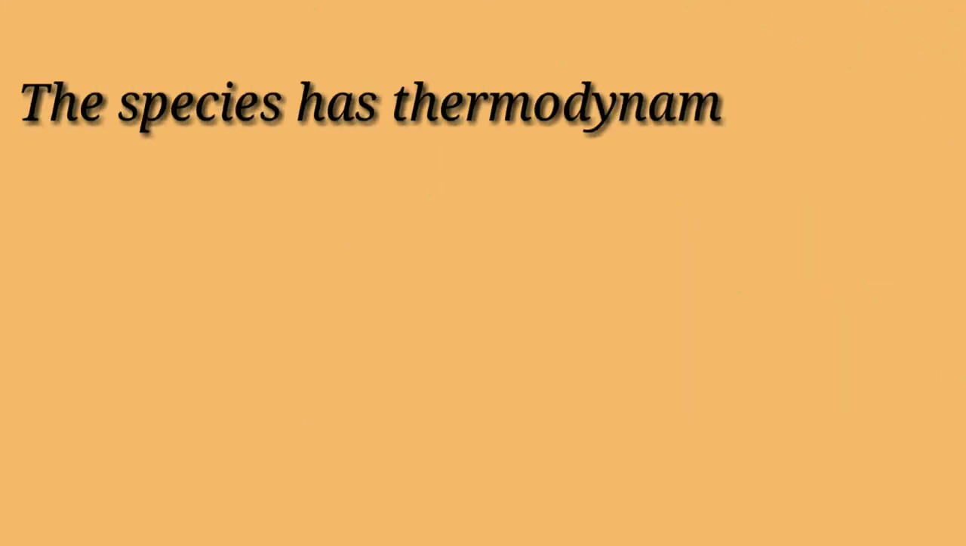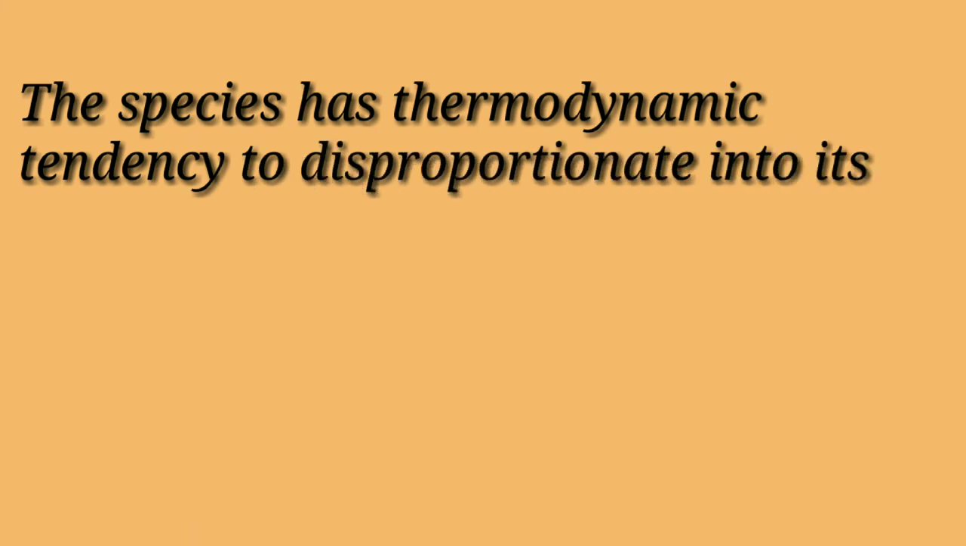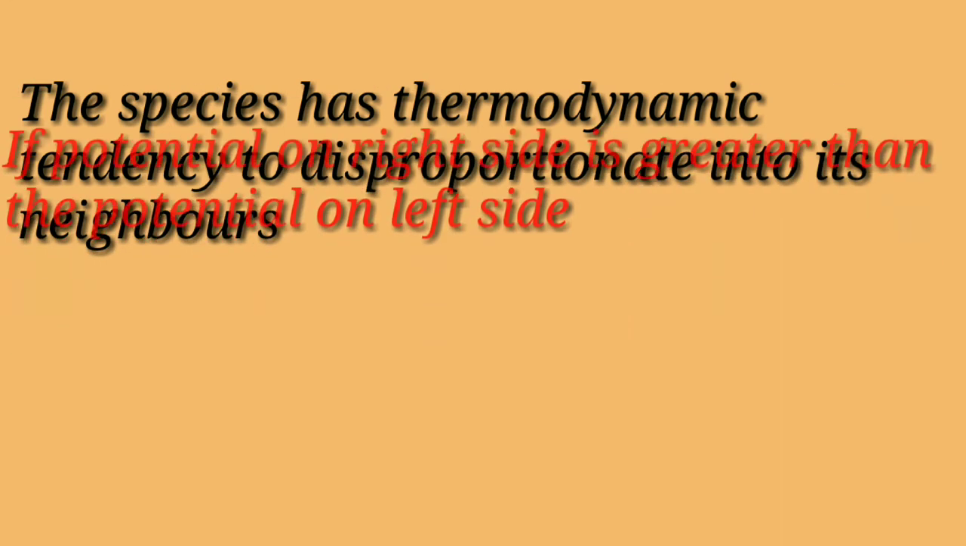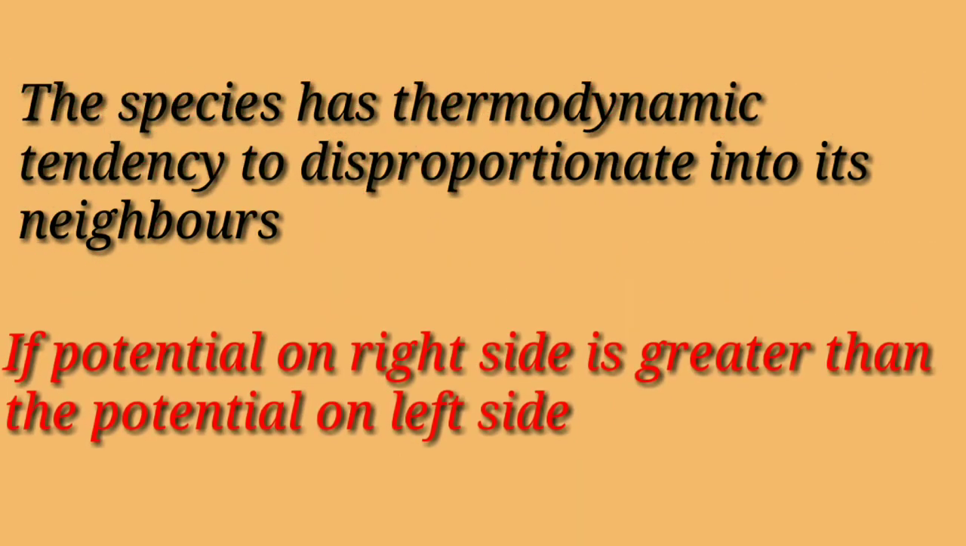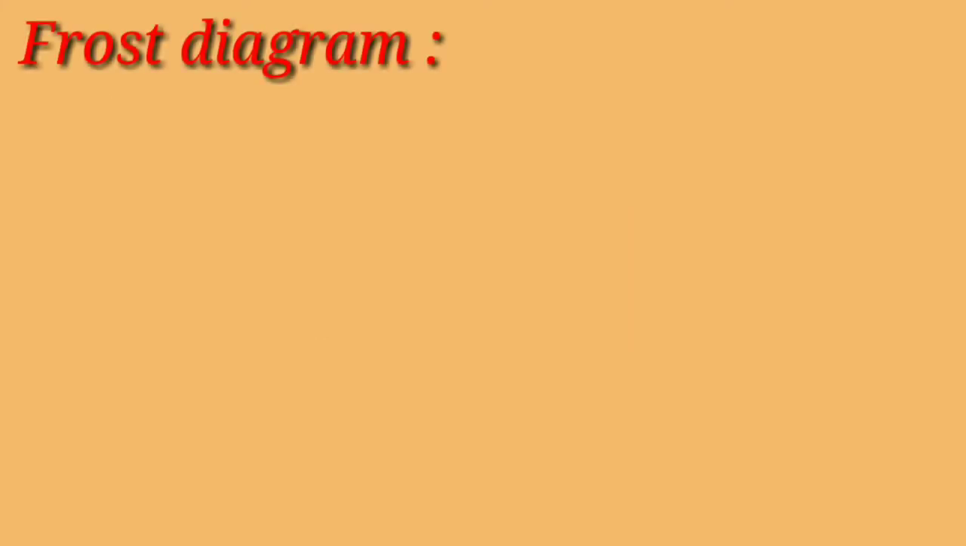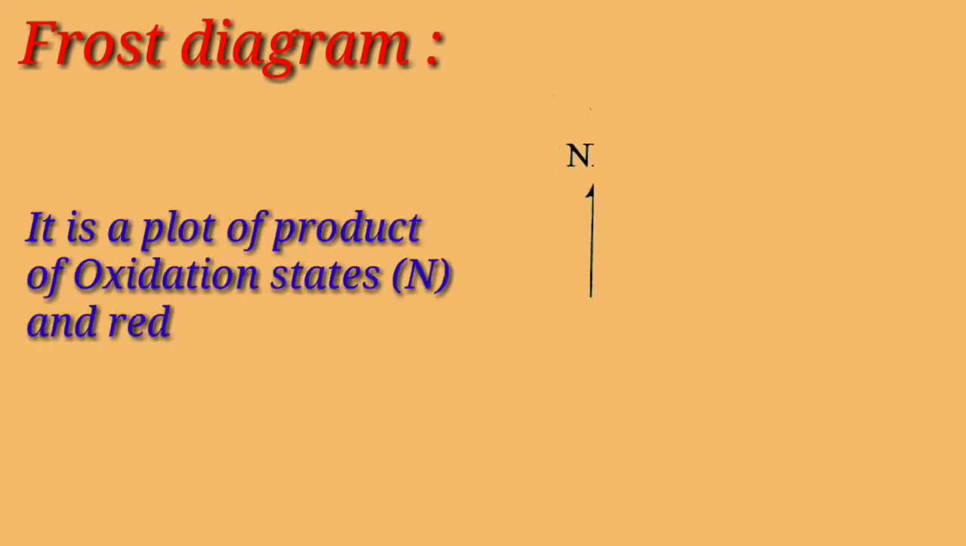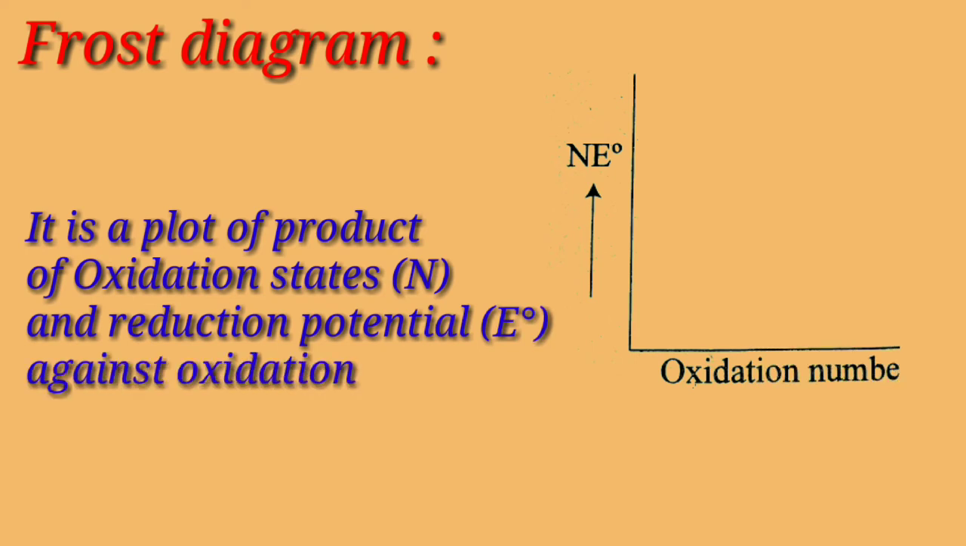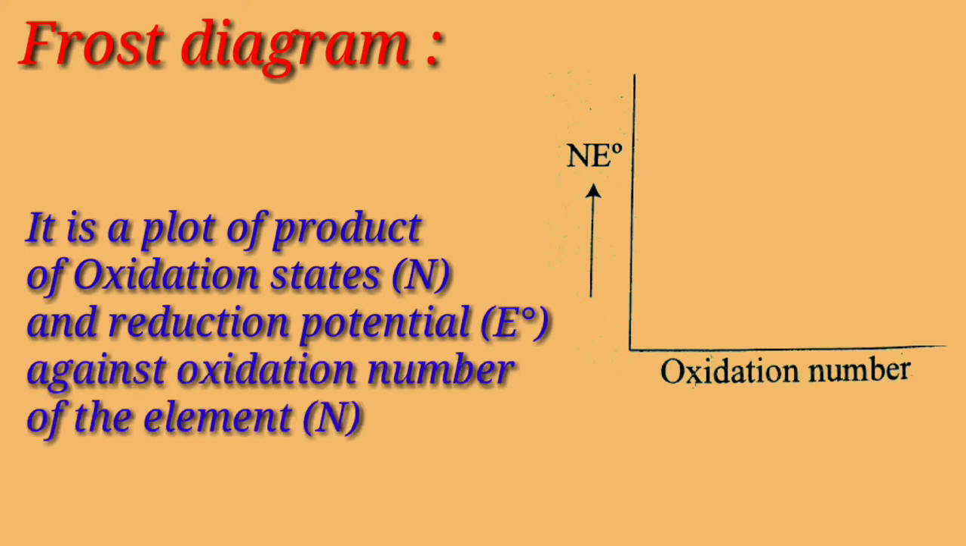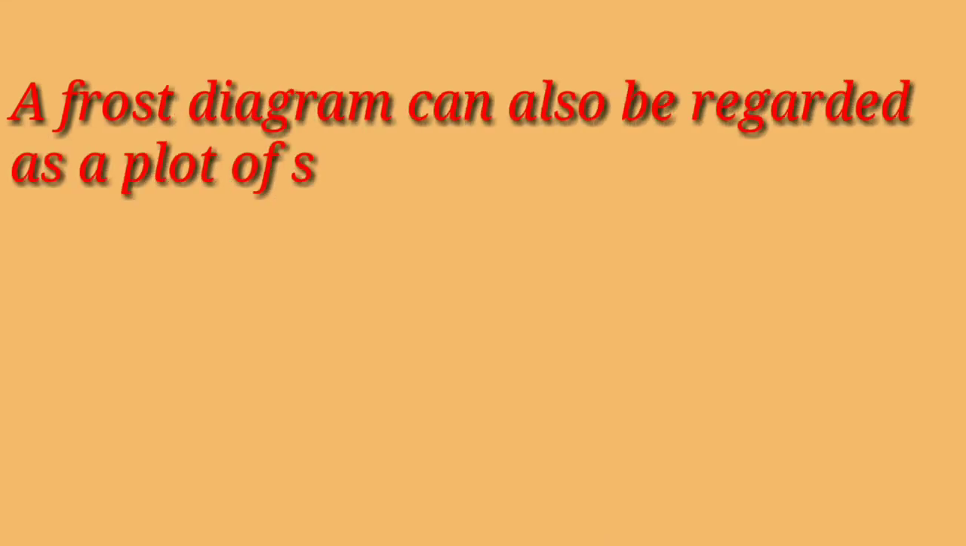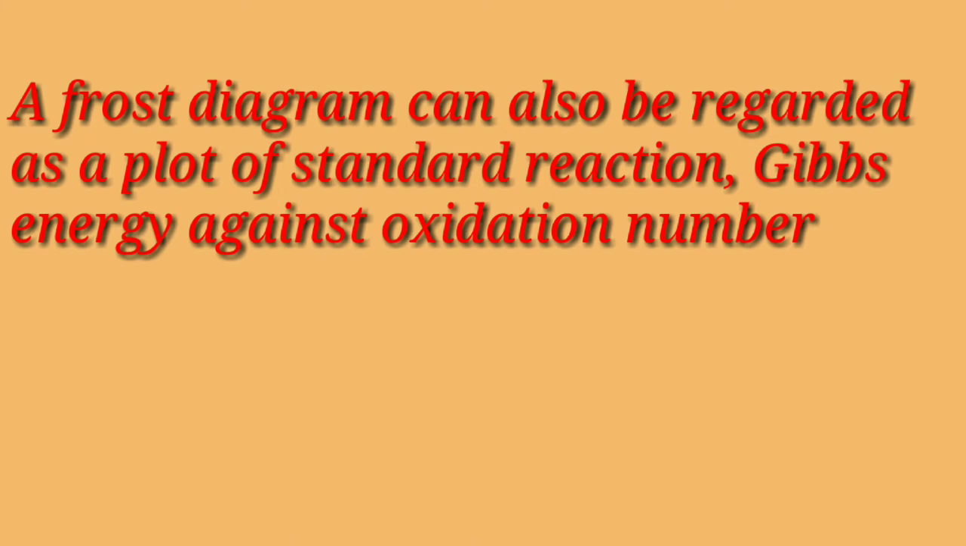The species has thermodynamic tendency to disproportionate into its neighbors if potential on right side of Latimer diagram is higher than that of the potential on left side. Frost diagram. A Frost diagram of an element is a plot of product of oxidation state, which is denoted by capital N, and reduction potential, that is denoted by capital E0, against oxidation number of the element, that is N. A Frost diagram can also be regarded as a plot of standard reaction Gibbs energy against oxidation number.